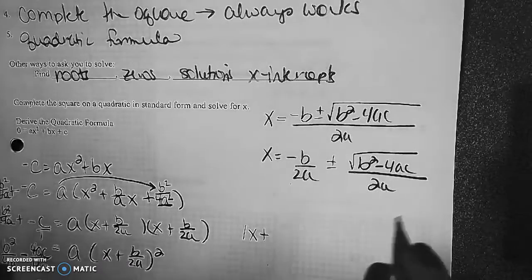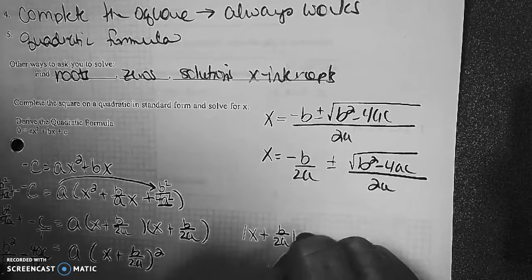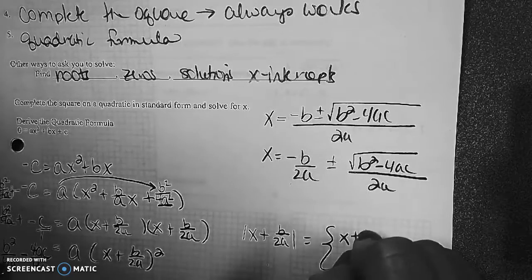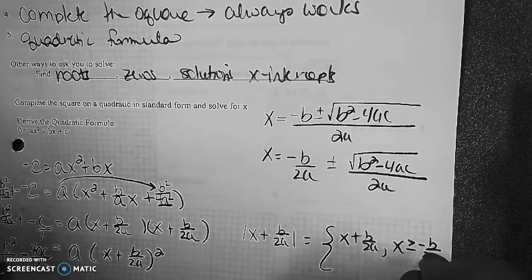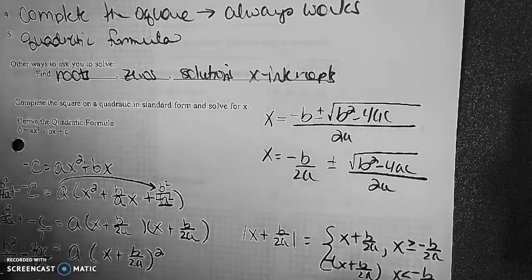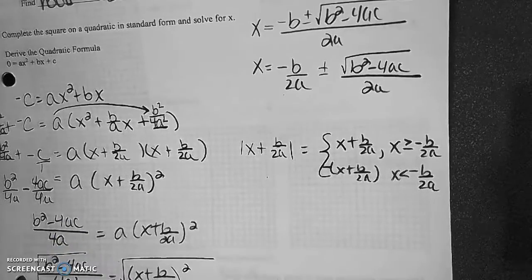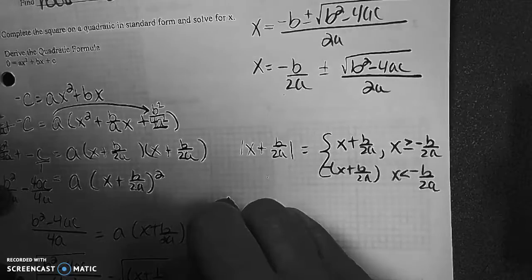So the absolute value of x plus b over 2a will be x plus b over 2a if x is greater than or equal to negative b over 2a. And the opposite of that otherwise, which again, negative b over 2a, that's our axis of symmetry. At this time, I can write my two equations.